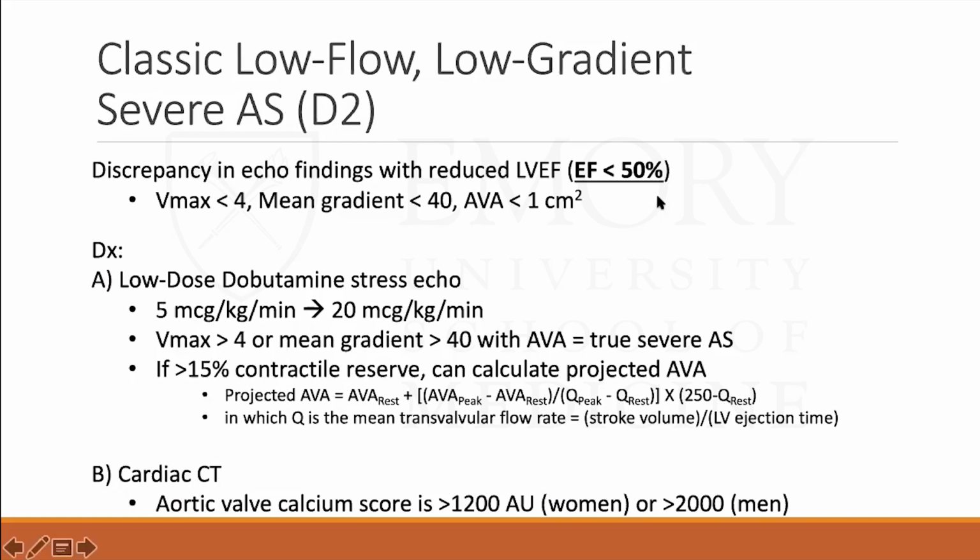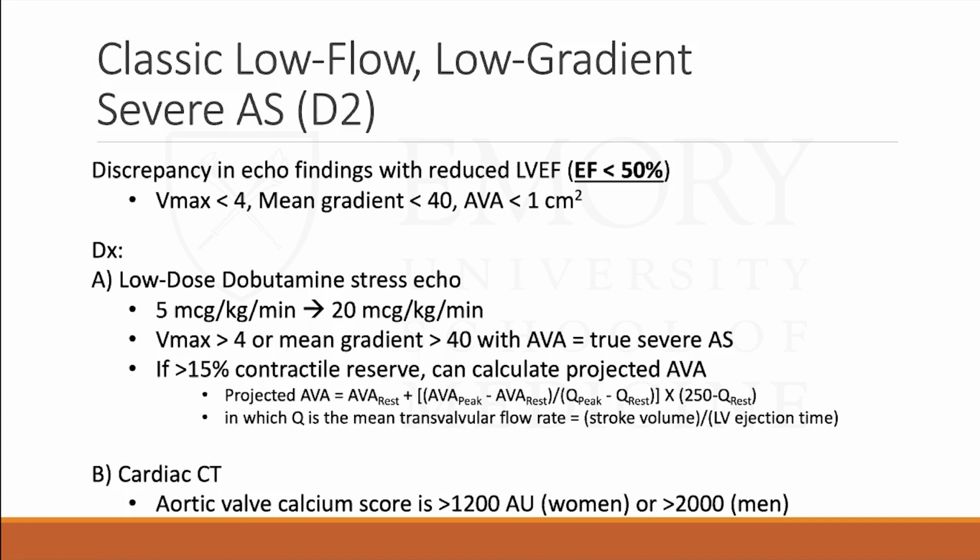So again, like I said, patients who have low EF, however, their Vmax and their mean gradient, sorry, let me take a step back. They have low EF, and their calculated aortic valve area suggests that that person has severe AS. However, you're getting Vmaxes and mean gradients that don't correlate. And like I said, this is based on the concept that if your flow going through the valve is low, you're not going to be able to produce high gradients.